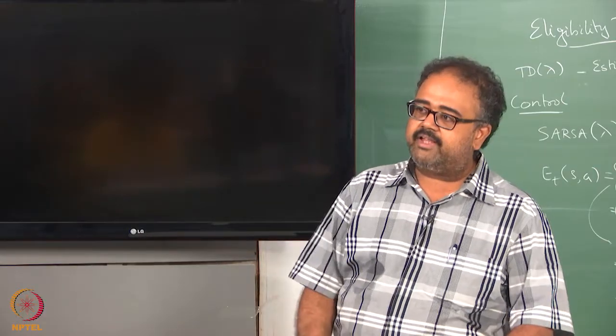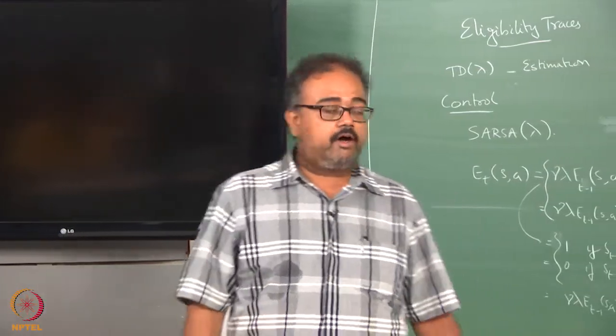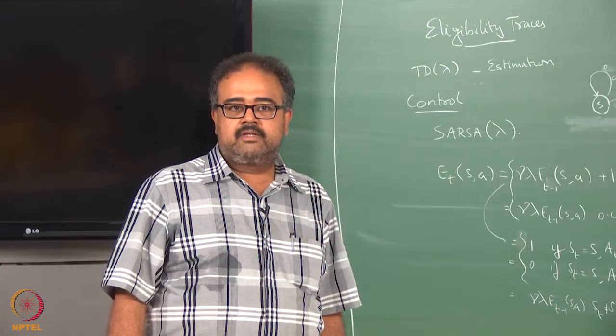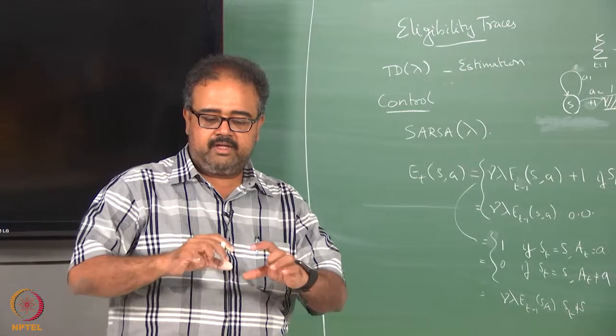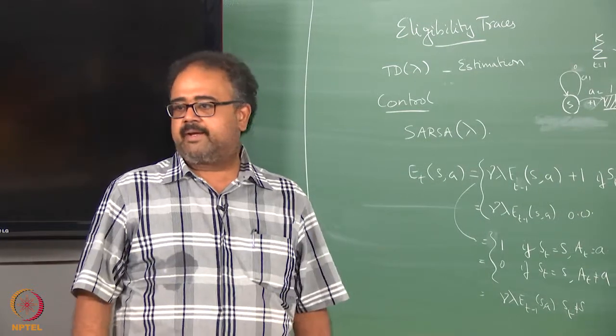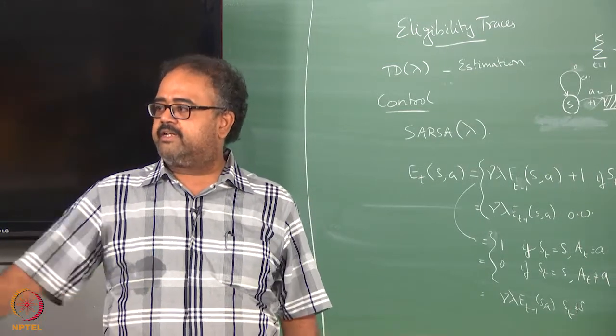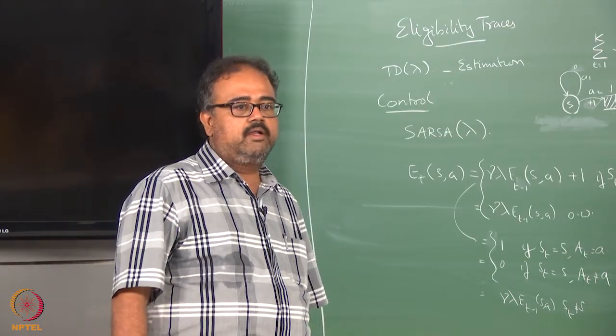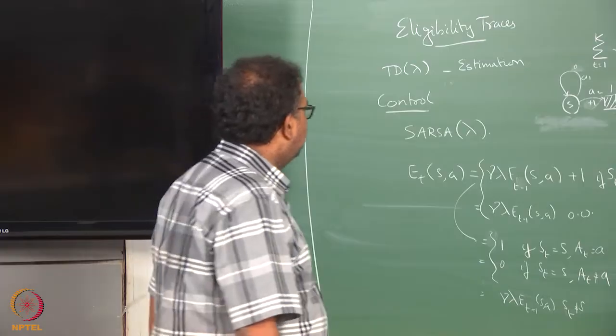So you could think of having an off policy version of TD lambda, right. So I could have a pi which I am trying to evaluate, but my trajectories could be coming to me from some mu, right. So how do I handle that?